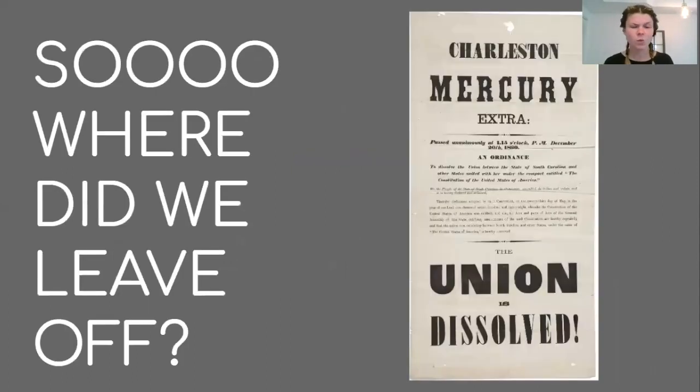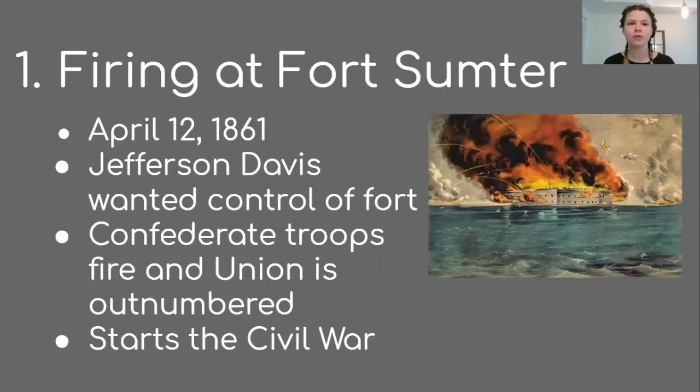Okay, so where did we leave off? Well, for Civil War for Smarties Part 1, we ended with the fact that there was a lot of tension between the North and South, the compromises that ended up not really making much of a compromise, and then the South seceded. Once the South secedes, we're going to have our first big event that kind of marks the beginning of the Civil War, firing at Fort Sumter.